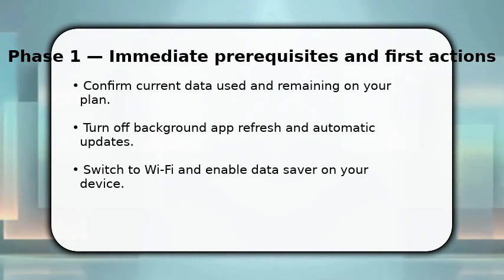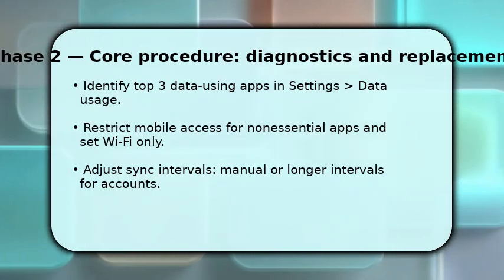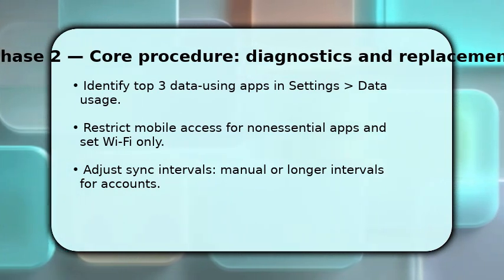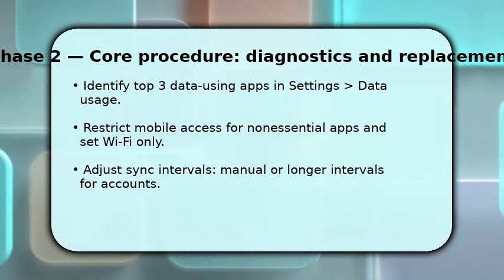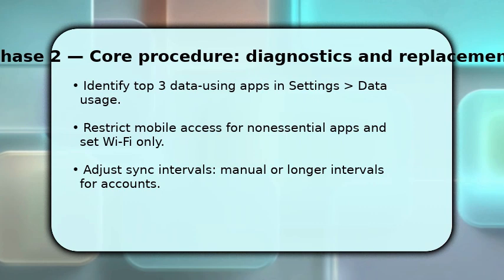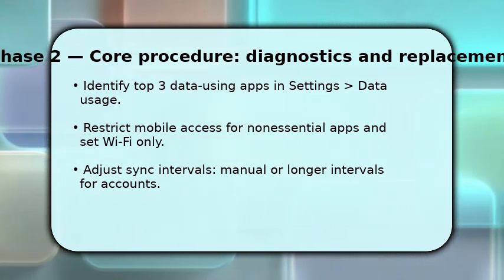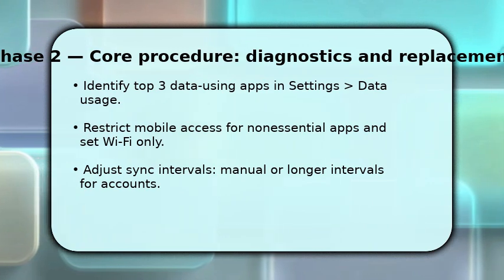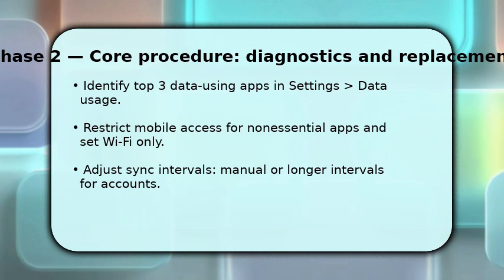You now identify the biggest data consumers by checking the data usage screen. Focus on the top 3 apps first. Once identified, restrict mobile access for non-essential apps and flip them to Wi-Fi only so they only transfer on trusted networks. Next, change sync intervals, set email, photo backup, and social apps to manual or longer intervals to avoid constant uploads. These steps cut ongoing drains.